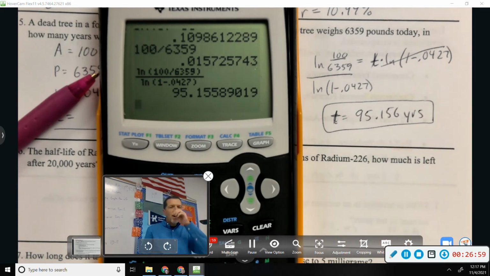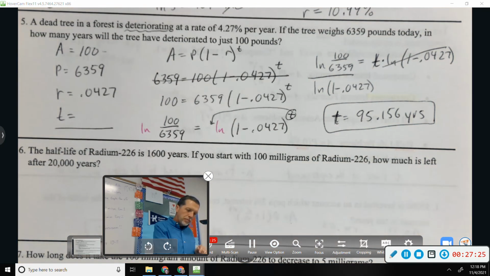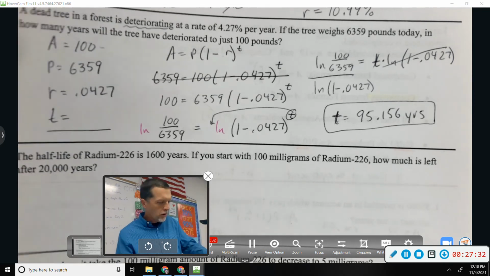So in 95 years it would decay. Guess that makes sense. How does it affect our weight? They were surveying like 1,000 years. Yeah, but there aren't any trees laying around that are 1,000 years old. And I mean, yeah, unless they're petrified, but then they're not decaying. They've done some other chemical process. Let's skip number 6. 6 is very straightforward. Let's do number 7.